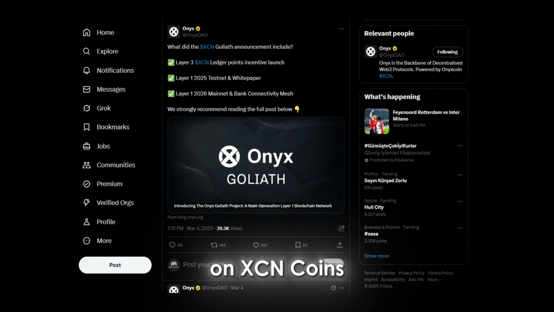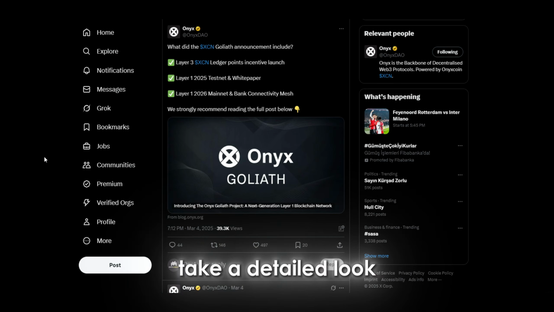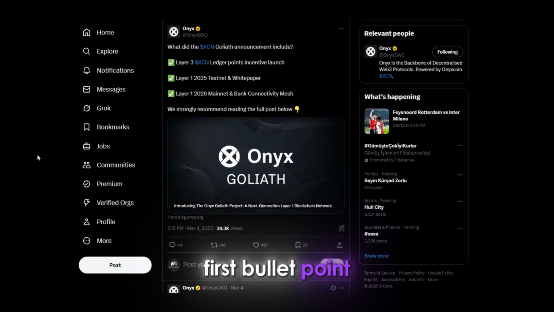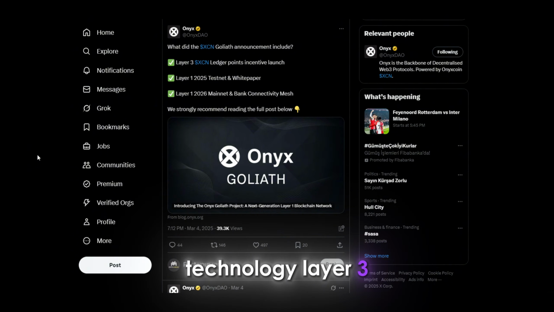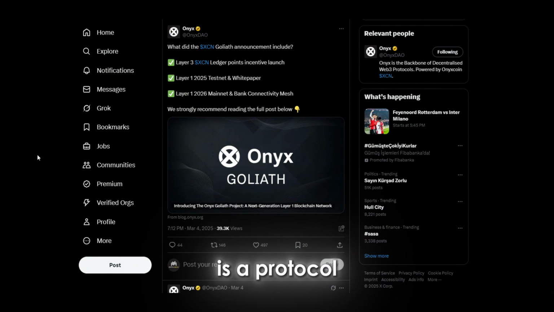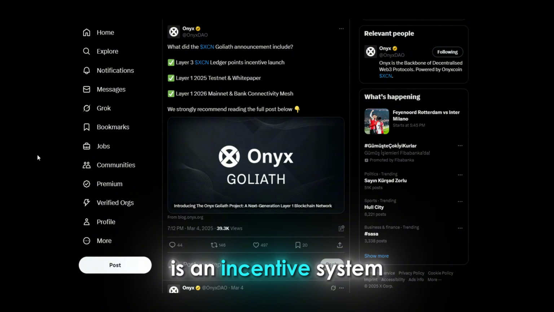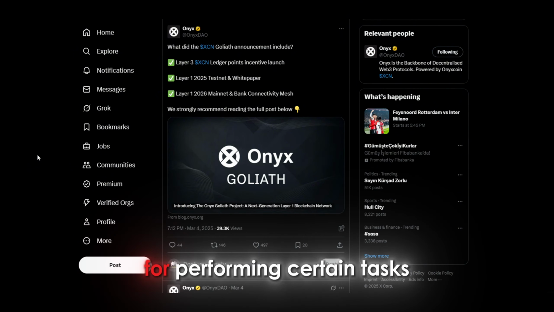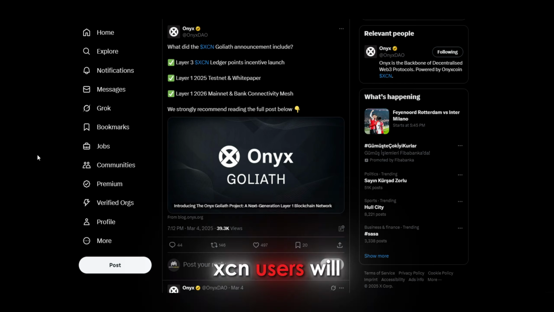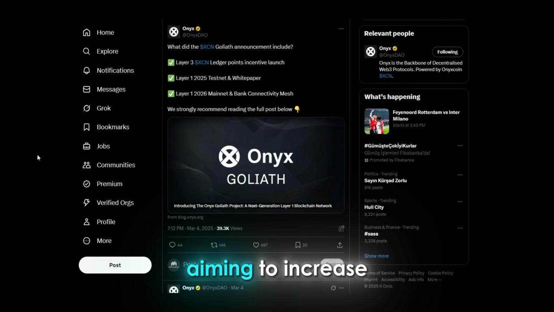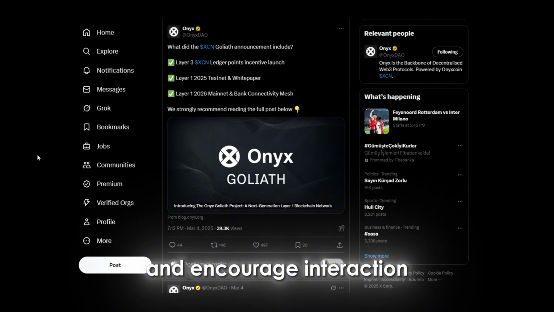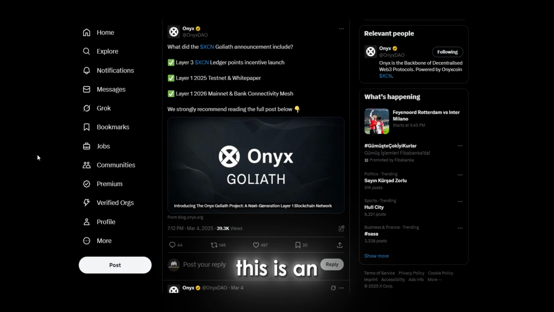The tweet shared on OnyxCoin's X page explains the contents of the XCN Goliath announcement. And now let's take a detailed look. First bullet point: this is an announcement about the launch of Layer 3 technology. Layer 3 is a protocol typically used to make decentralized applications run faster and more efficiently. Ledger points: Incentive is an incentive system that will allow users to earn rewards for performing certain tasks. With this system, XCN users will be offered extra incentives, aiming to increase the use of the network and encourage interaction.